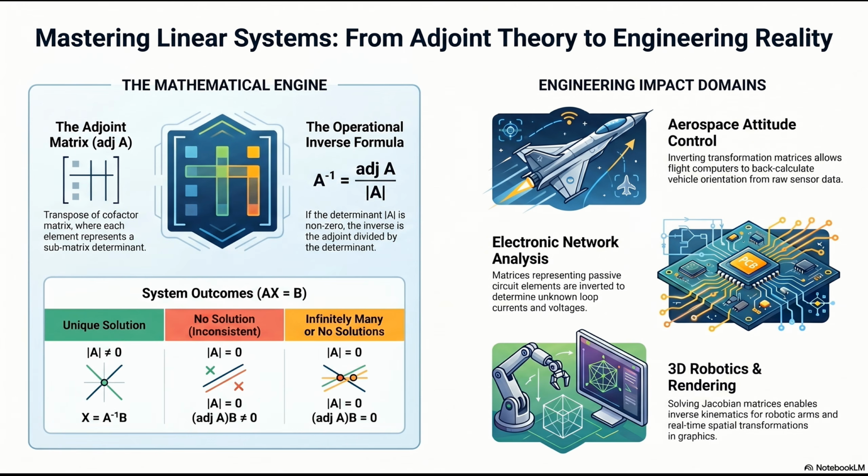Okay, so we have the mechanics. We isolate variables, build the adjoint, and invert the matrix, assuming our determinant isn't zero. But why are we doing this? To solve the most universal algebraic structure for real-world problems, the equation AX equals B. Ugh, the universal problem solver.